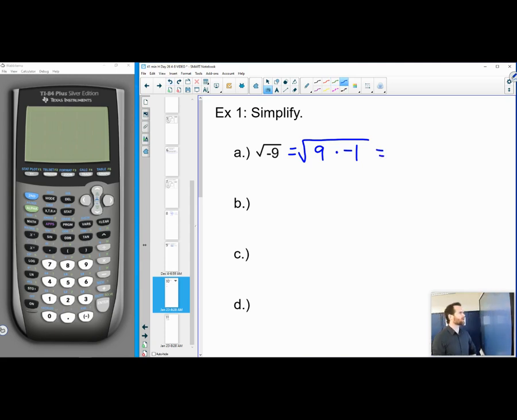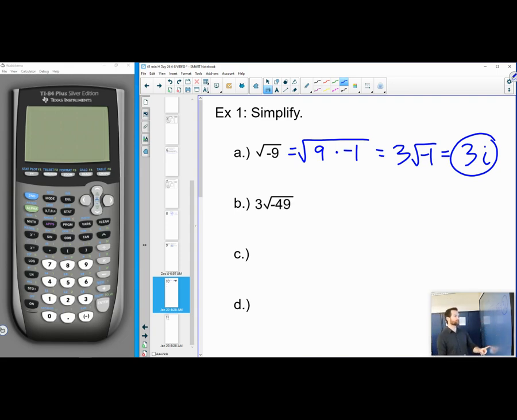So let's think about this. The square root of 9 would just be 3. And then the square root of negative 1 is just the square root of negative 1, but we're not going to leave it like that. Because remember, whenever we have a negative 1 inside a square root, we can rewrite that as the imaginary unit. 3i is going to be our fully simplified answer. The square root of negative 9 equals 3i, 3 times the imaginary unit. That's how we're going to represent this moving forward.